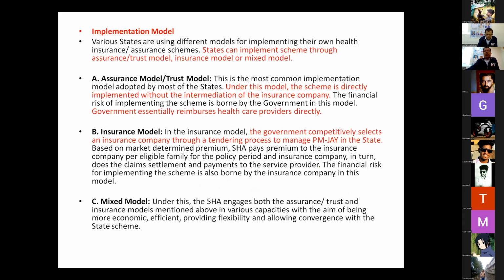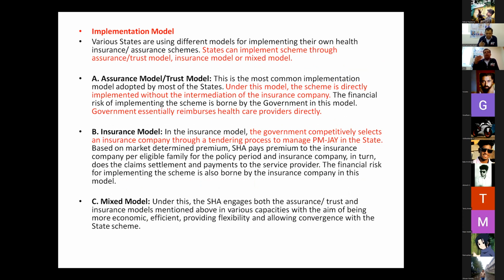Then implementation model. Now this is important. Various states are using different models for implementing their own health insurance assurance scheme. The states can implement schemes through assurance trust model, insurance model, or a mix, right? So either it can be an assurance or trust model, or it can be a privately funded insurance model, or it can be a mixed model.